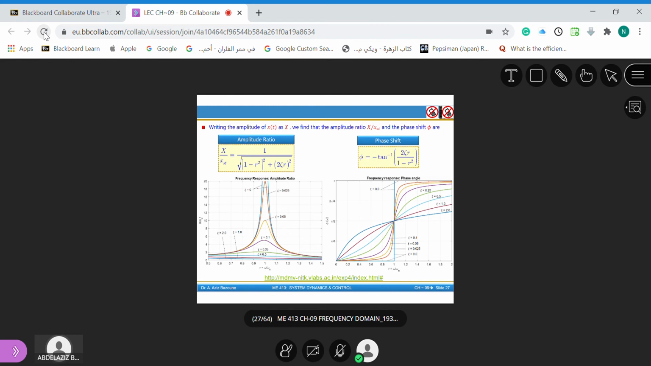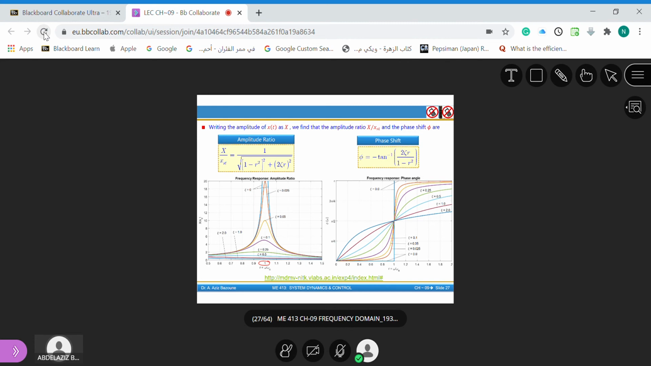When zeta is equal to 0, which means there is no damping, the amplitude ratio is equal to 1. This one will be 0 and this one will be 0. 1 over 0 will be infinity, and you have what we call the resonance. So when omega over omega n is equal to 1, we have resonance, and you have to be careful, and the amplitude goes to infinity.